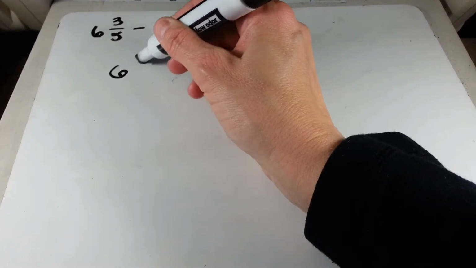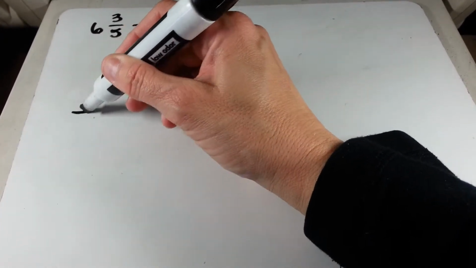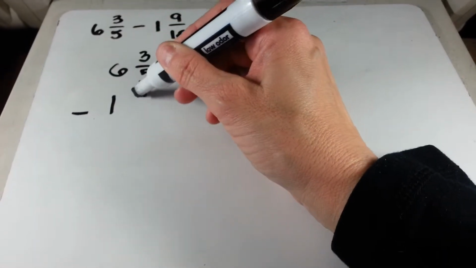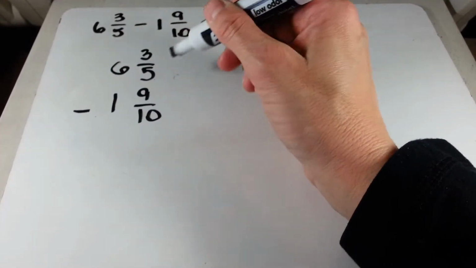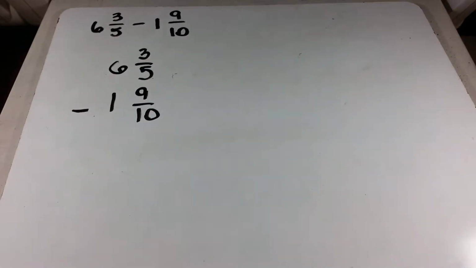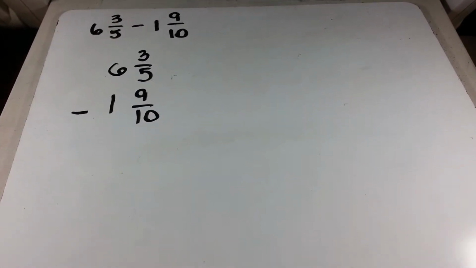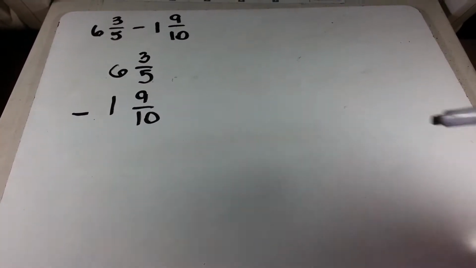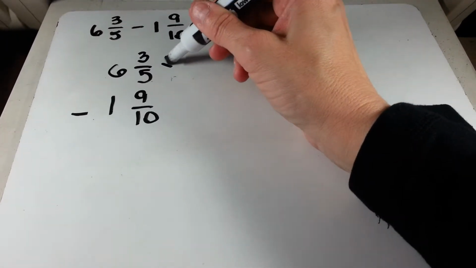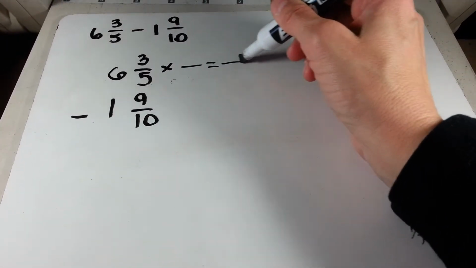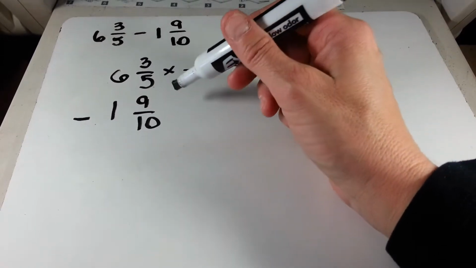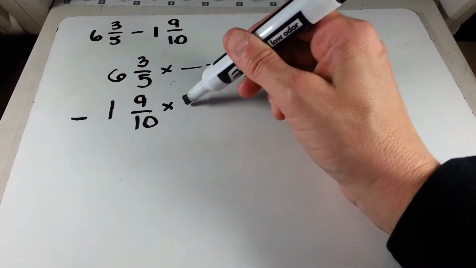6 3/5 minus 1 9/10. Now we know that if there are unlike denominators, if the denominators are different, we need to find a common denominator. And we do that with our chant, times blank equals blank.